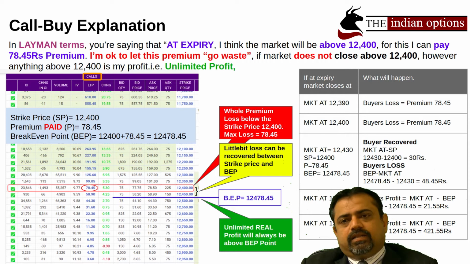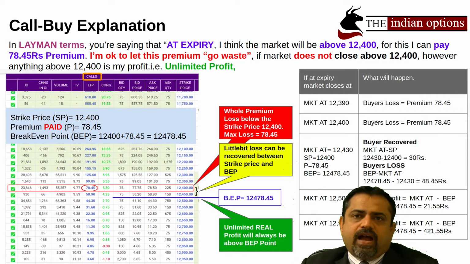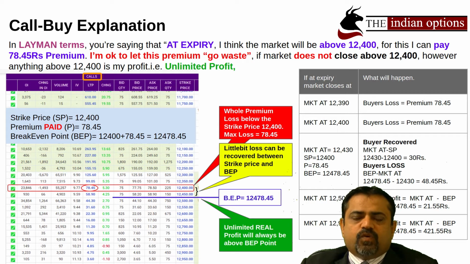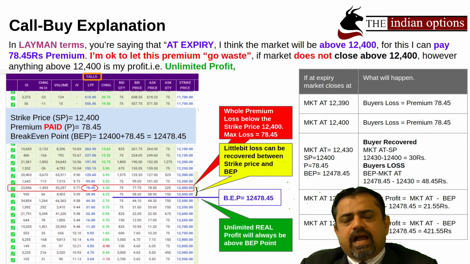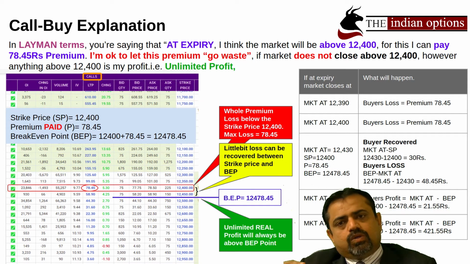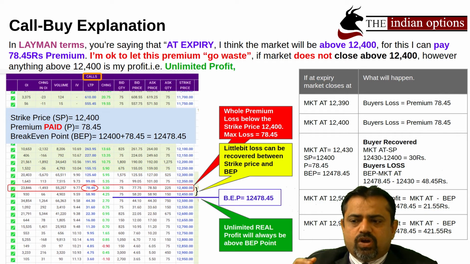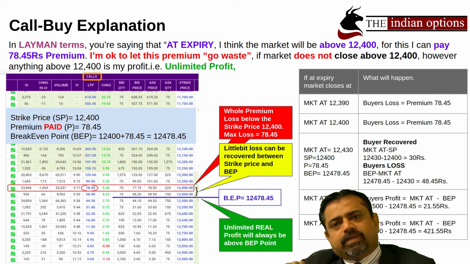Now assuming that the market closes at 12,500. Now 12,500 meaning that he has won this particular contract and he is going to get the profit of 12,500, that is where the market closed, minus his strike price, that is 12,400. But he has paid some premium, that is 78 rupees and 45 paise. So his net profit is going to be only 21 rupees and 55 paise.